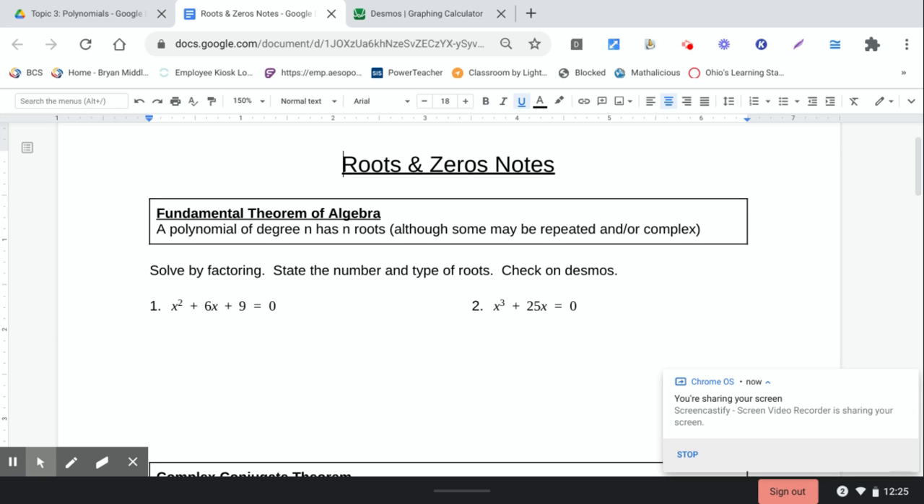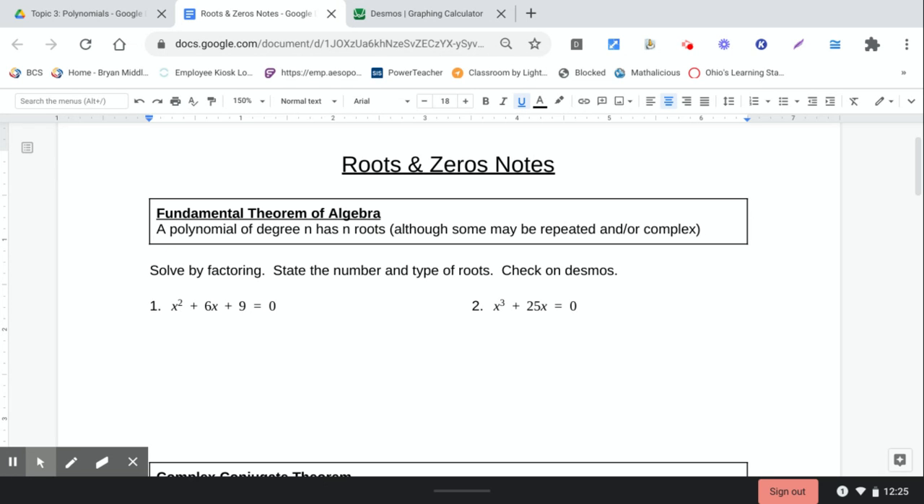Today we're going to start with something called the fundamental theorem of algebra, which sounds pretty important. The fundamental theorem of algebra says that a polynomial of degree n has n roots. So if it's degree 5, there are 5 roots. If it's degree 3, there's 3 roots.